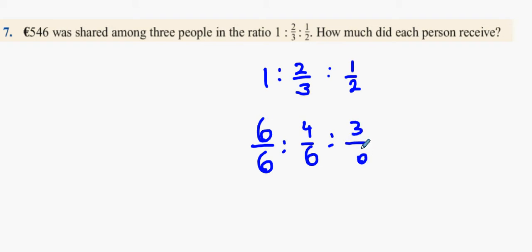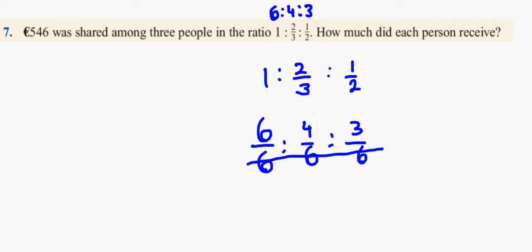Now, remember I said about ratios earlier. 1 is to 2. It's the same thing as 6 is to 12. I can multiply by any number I want. What number should I pick to multiply everything by? I'm going to choose 6. Why am I going to choose 6? If I multiply by 6, the denominators will disappear. This is a ratio of 6 is to 4 is to 3.